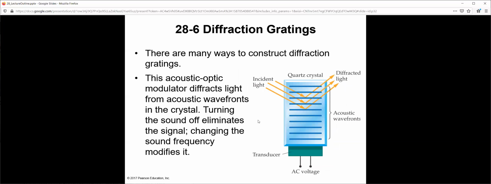There are many ways to construct diffraction gratings. Acousto-optic modulators diffract light from acoustic waves in a crystal. Turning the sound off eliminates the signal, and changing the sound frequency modifies it. So what do you get here? Transducer, right?